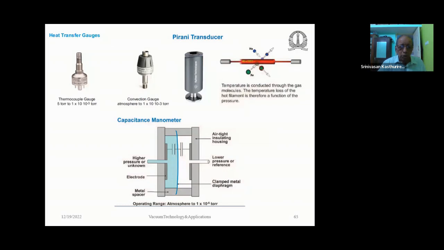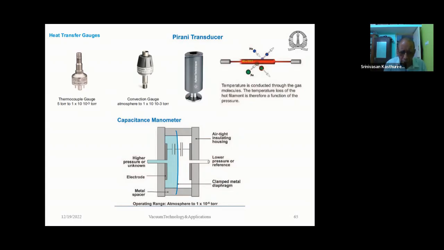On the other hand, you can also monitor the resistance of the filament in relation to the pressure. If you measure the resistance of the heated filament as a function of pressure, that will indicate what is called the Pirani type of transducer. The more molecules there are, the lower the temperature and the lower the resistance; with fewer molecules, the temperature is higher and the resistance is higher. That is what is called the Pirani transducer or Pirani gauge.